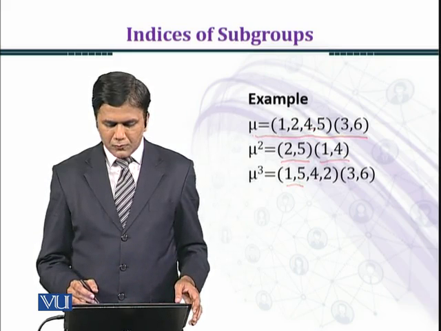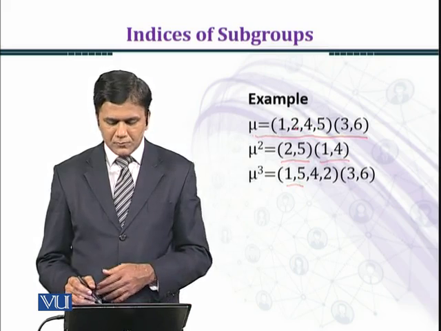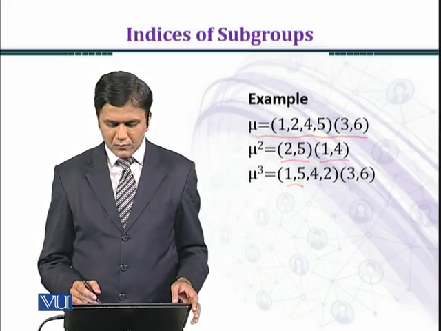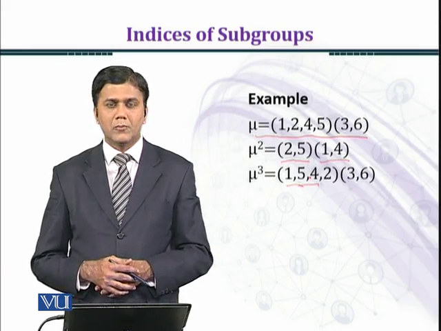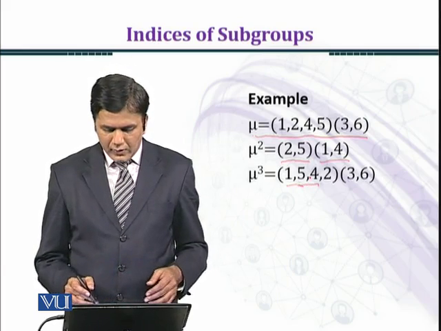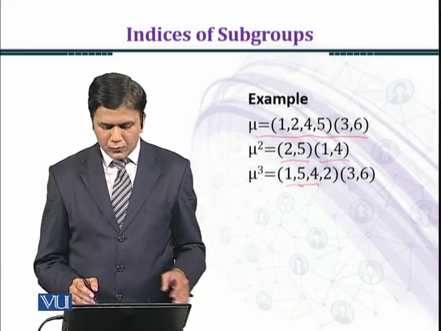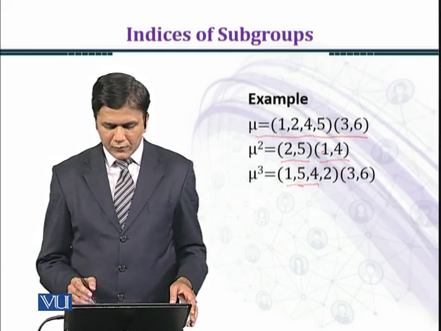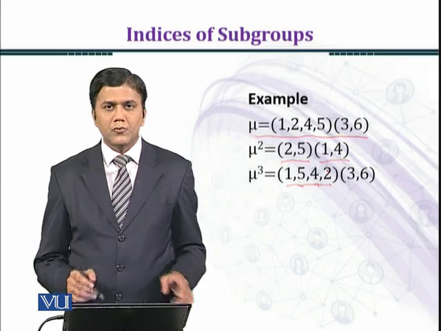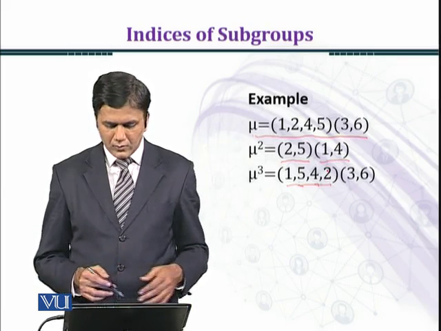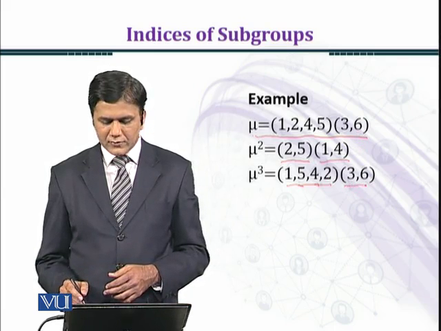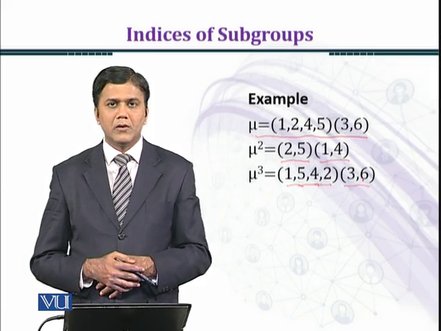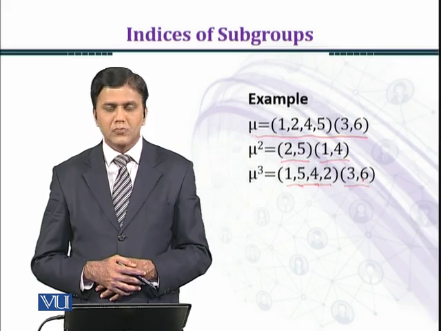5 goes to 1 in mu, and 1 goes to 4. So 5 goes to 4 we shall obtain. And then 4 goes to 5 and 5 goes to 2. So 4 goes to 2. And 3, 6 would come as it is because we are composing mu with mu square.